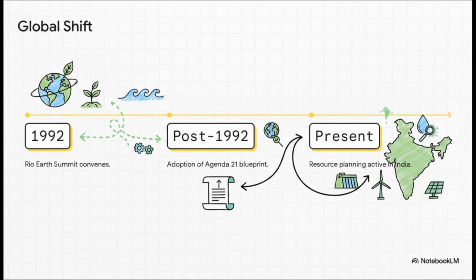1992 was absolutely the pivotal year here. Global leaders gathered at the Rio Earth Summit, and they recognized the planet was literally being pushed to the brink. This led directly to the adoption of Agenda 21, which is a comprehensive blueprint for global sustainable development. And what's wild is that global mandate trickled all the way down to national levels, creating the rigorous systems of resource planning we see in places like India today.